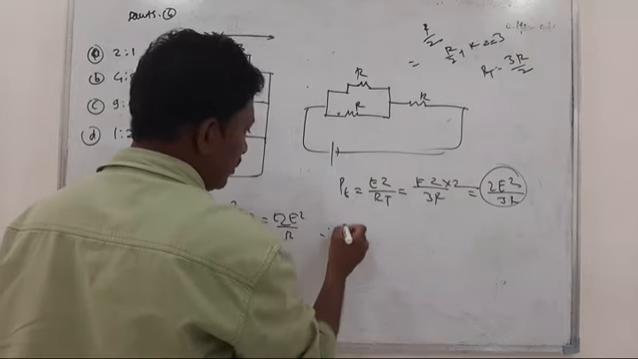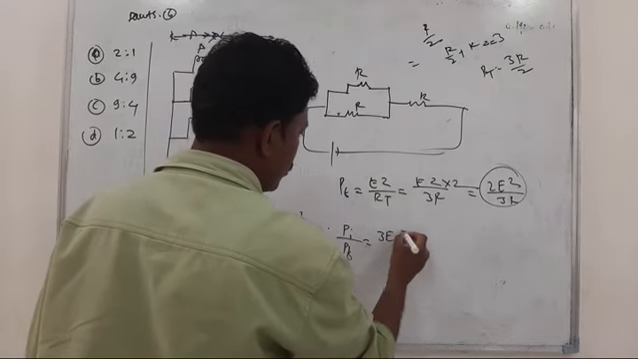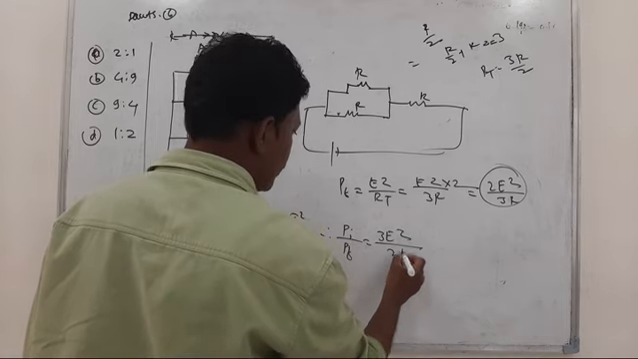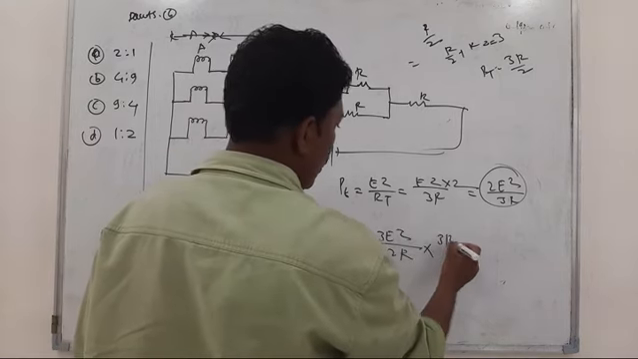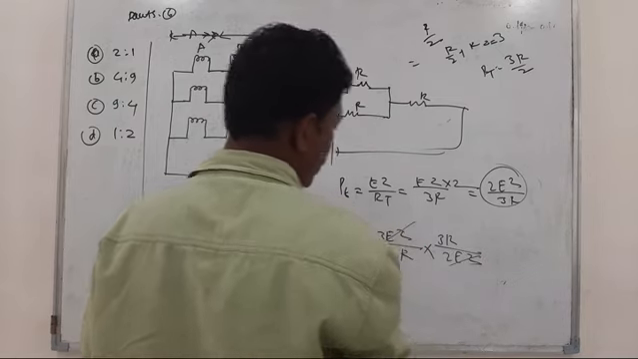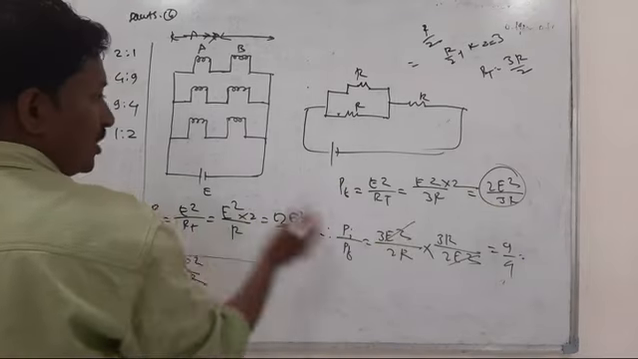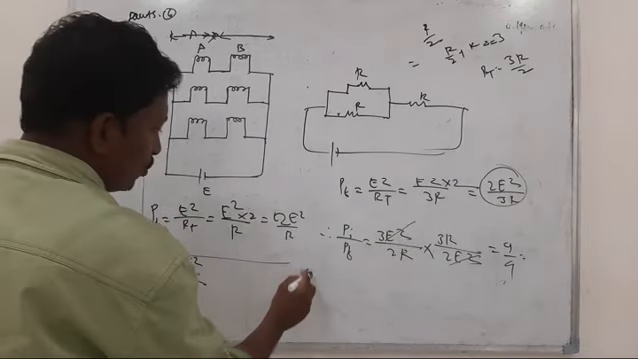Then find out the ratio, that is PI divided by PF. PI is equal to 3 times E square divided by 2 times R, into 3R divided by 2 times E square. This E square gets cancelled, and this is equal to 9 divided by 4, student, 9 divided by 4, and this matches the option number C. Option number C.